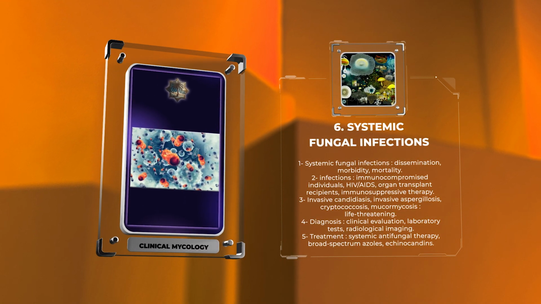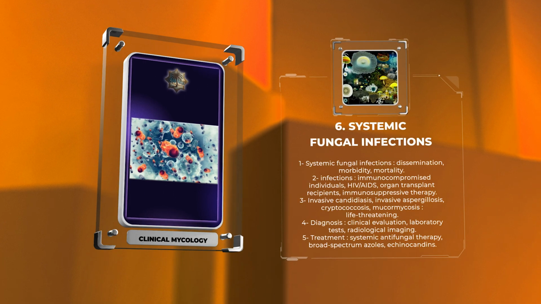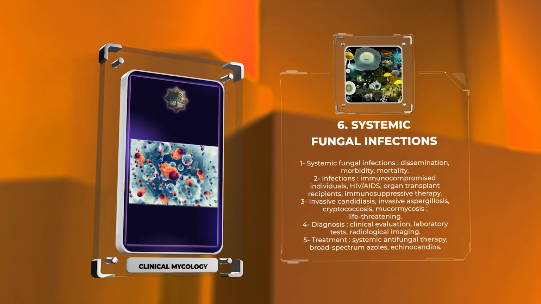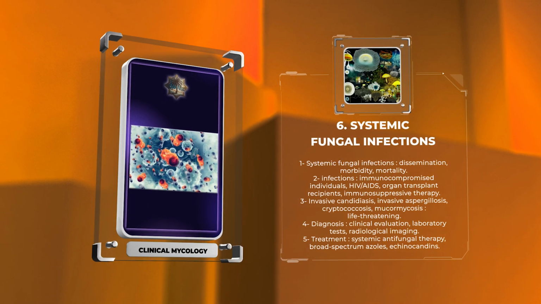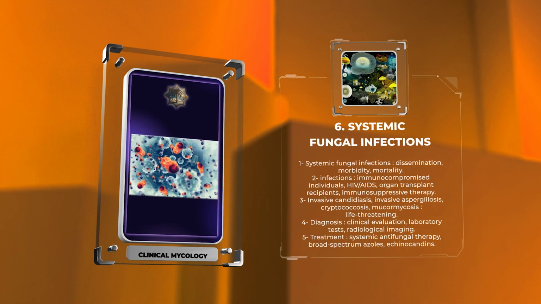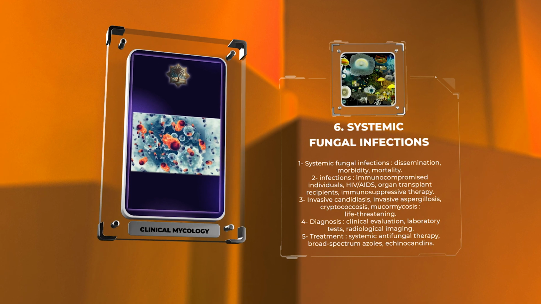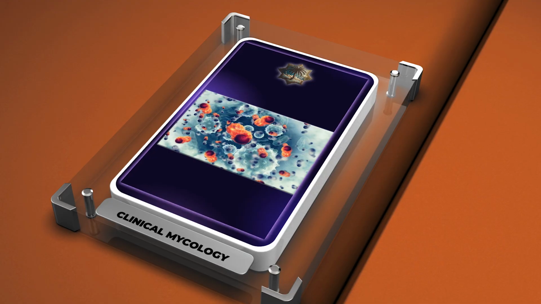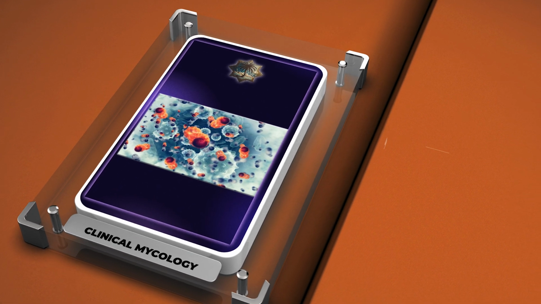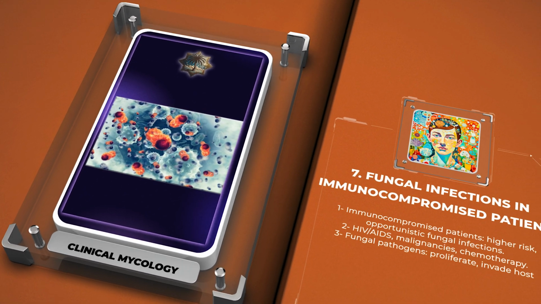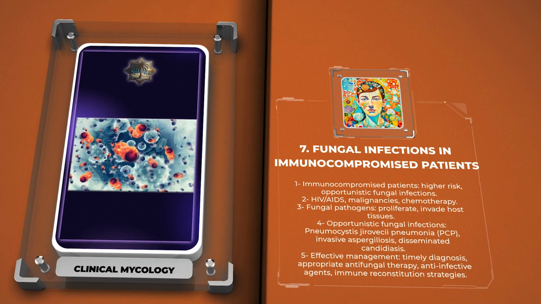Diagnosis relies on a combination of clinical evaluation, laboratory tests, and radiological imaging. Early initiation of systemic antifungal therapy is critical, often involving broad-spectrum azoles or echinocandins, alongside management of the underlying immune dysfunction. Immunocompromised patients, such as those with HIV/AIDS, malignancies, or undergoing chemotherapy, are at higher risk for opportunistic fungal infections.